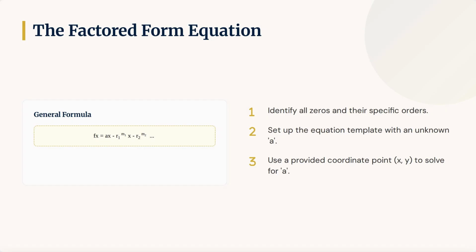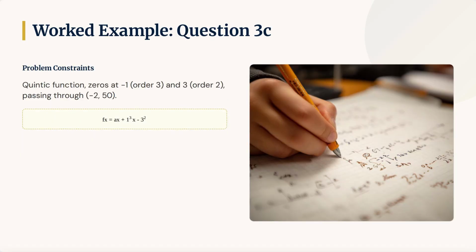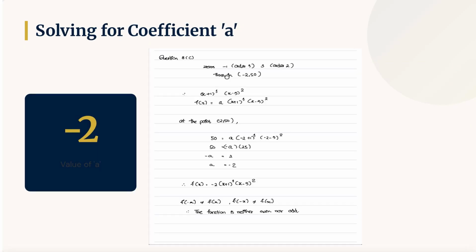So let's work it out in a real question. I choose question number 3, C. It is given zeros at -1 and 3. For -1 the order is 3, and for 3 the order is 2. It passes through the coordinate point (-2, 50). So here's my calculation.